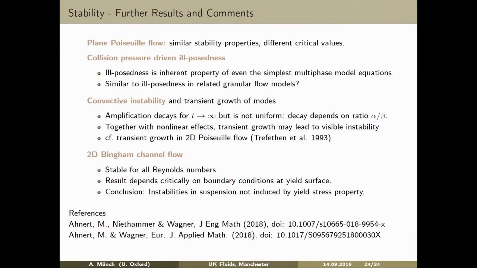Beyond that, there's also a convective instability, which is much more benign and acts on a transient scale, but together with nonlinearities, it might actually yield a visible instability. And I would like to end my talk with a remark. You have this yield stress behavior, which puts this liquid somehow in relation to Bingham-type flows, but the instabilities are very peculiar for the suspension. So none of this happens in Bingham flows. Bingham flows in a pipe, for example, are linearly stable. Okay, thank you very much for your attention.